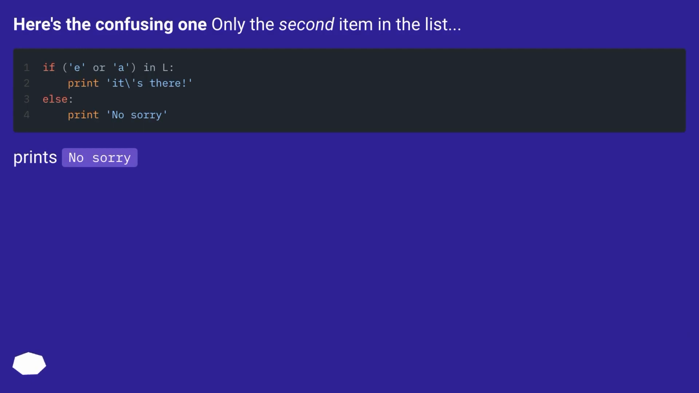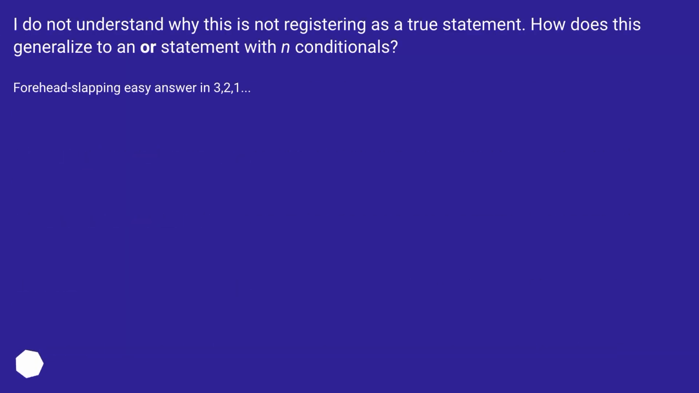Here's the confusing one, only the second item in the list. Prints, no sorry. I do not understand why this is not registering as a true statement. How does this generalize to an OR statement with n conditionals? Forehead slapping, easy answer in 3, 2, 1.